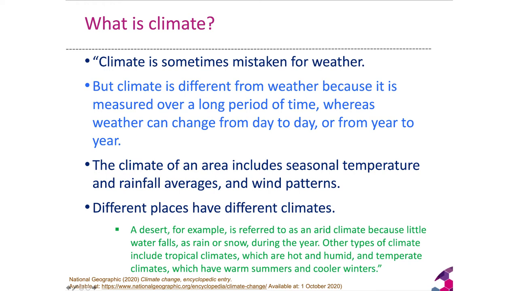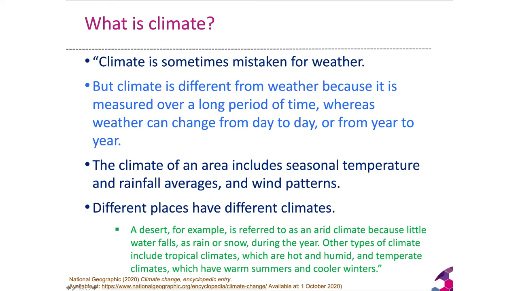A desert, for example, is referred to as an arid climate because little water falls as rain or snow during the year. Other types of climates include tropical climates, which are hot and humid, and temperate climates, which have warm summers and cooler winters. Temperate climates are similar to the climates we find in Europe and the UK.